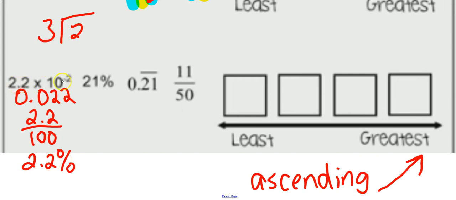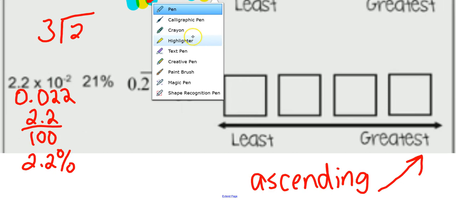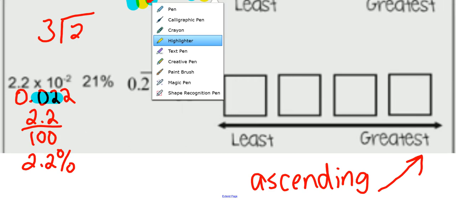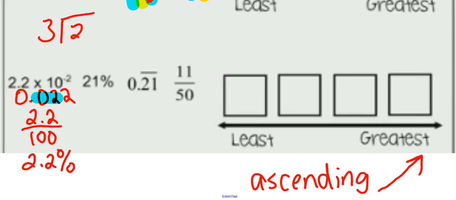And again, let's look at how I did that. I changed it into a decimal first. And then I thought, how many hundredths do I have? I'm looking at the number, how many hundredths? I have 2 in the hundredths place, so it's 2.2 hundredths, which is then 2.2%. My next number here, I'm going to change the color so it doesn't get so confusing. I'm just going to leave it as it is, 21%.